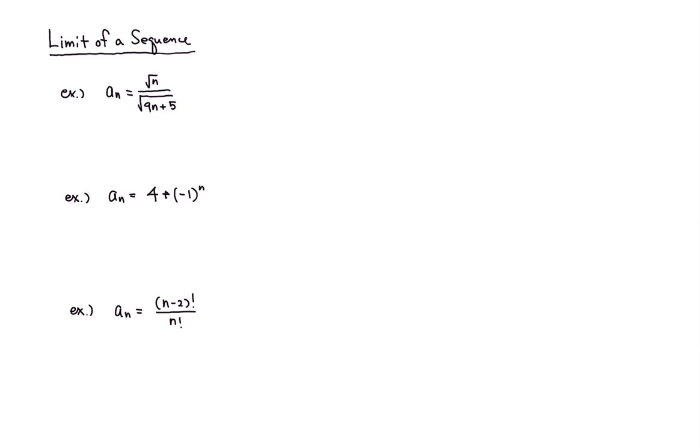All right, let's look at a limit of a sequence. Sometimes we're interested in what happens to the sequence as it gets larger and larger, so we can take the limit. If you want to take the limit of this sequence, as n approaches infinity, of the square root of n over the square root of 9n plus 5, we have that.